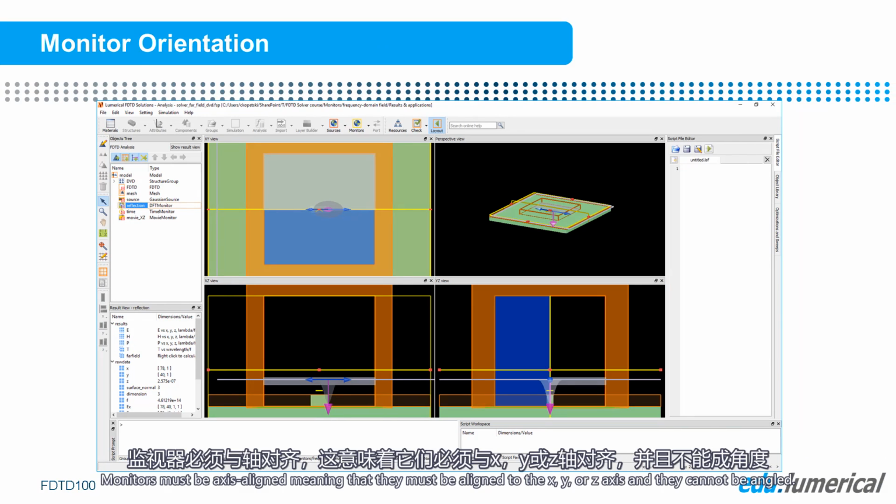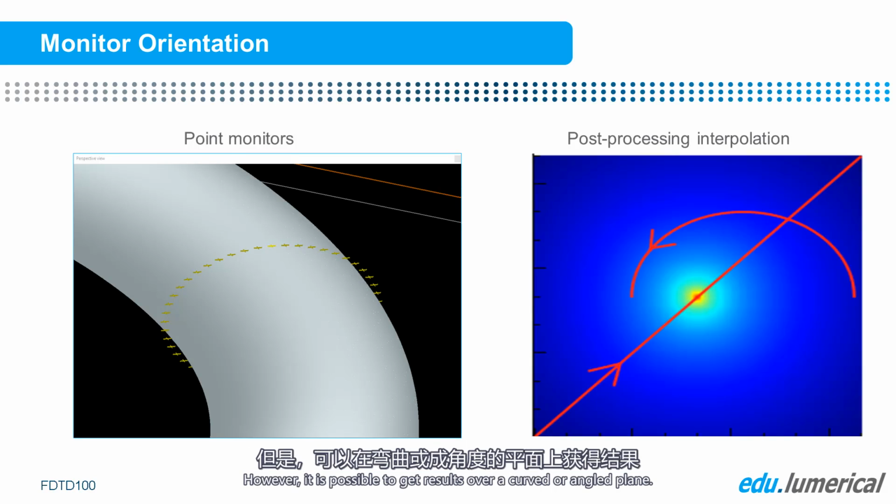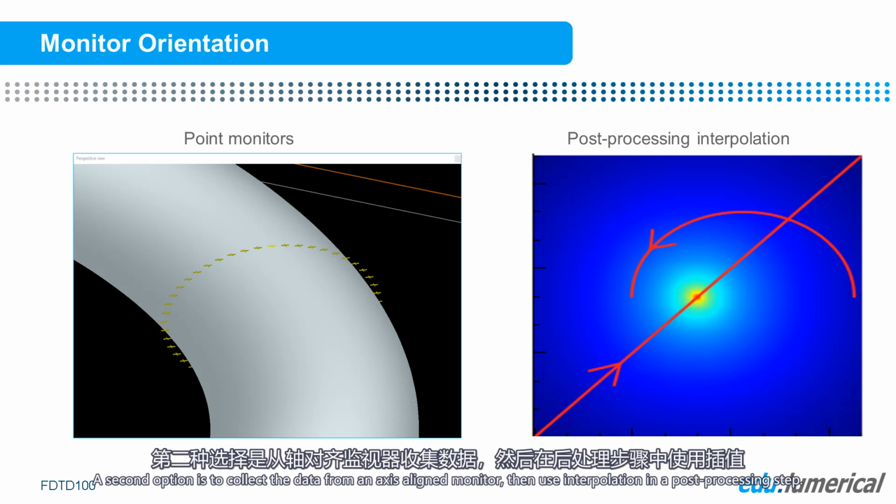Monitors must be axis aligned, meaning that they must be aligned to the X, Y, or Z axis, and they cannot be angled. However, it is possible to get results over a curved or angled plane. One option is to add a large number of point monitors to recreate the desired line or surface. A second option is to collect the data from an axis-aligned monitor, then use interpolation in a post-processing step.